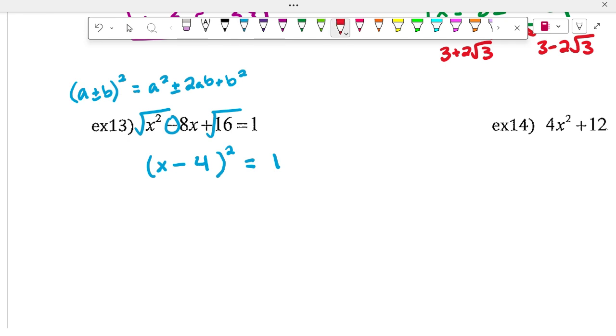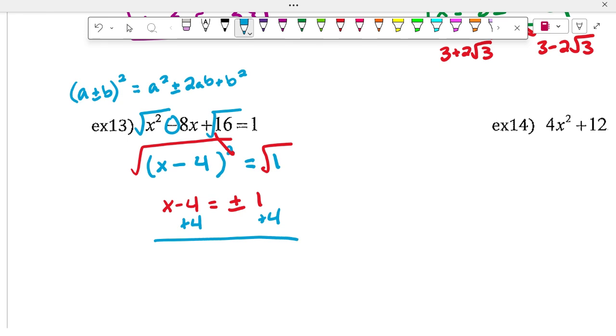So how do I solve? Square root both sides. So sliding the 1 over is more so for converting to vertex form, but we're solving. So that's kind of the difference between the two. So I have x minus 4 is equal to what? Plus or minus 1. Square root of 1 is just 1. Then I add the 4. X is equal to plus or minus 1 plus 4.